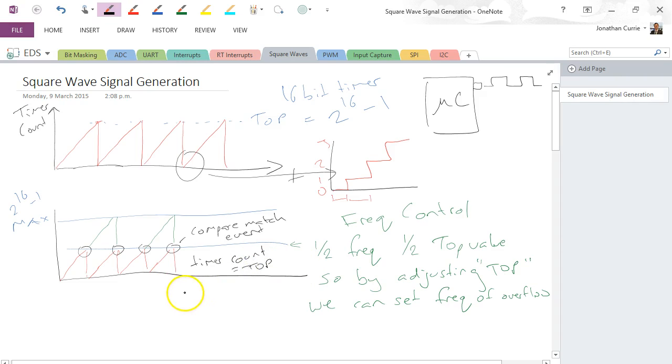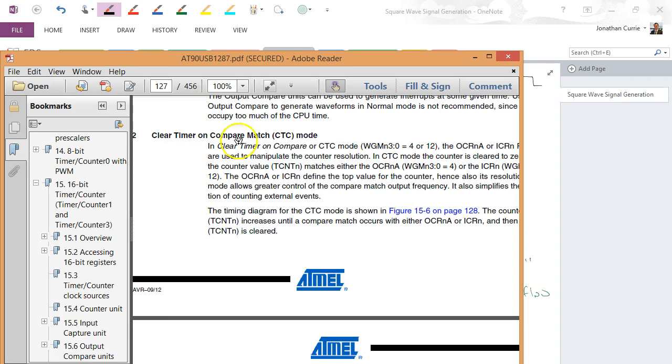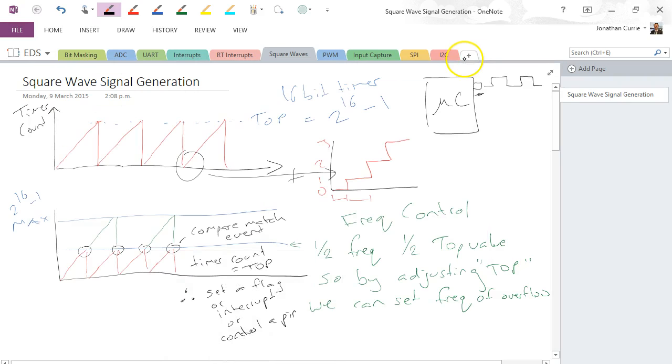So we can say set a flag, or interrupt, or control a pin, i.e. the pin on our microcontroller. And one of the things we can do when the timer reaches our compare match point is stick the timer in what's known as clear timer on compare match mode. Basically this mode, CTC mode, means when the timer equals our top value, reset the timer and do an action.